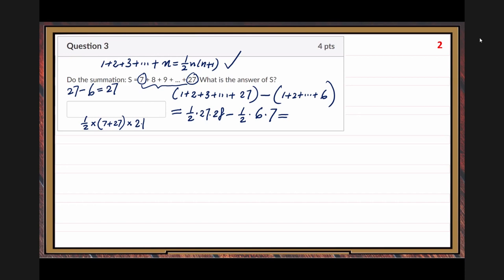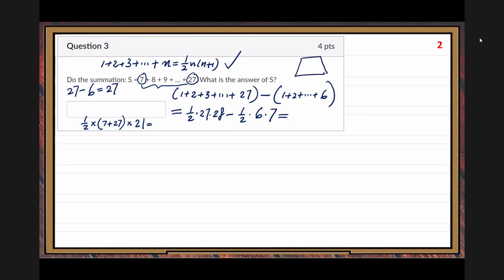So in this way, you can also find the right answer. This way corresponds to finding the area. Remember, finding the area of a trapezoid.